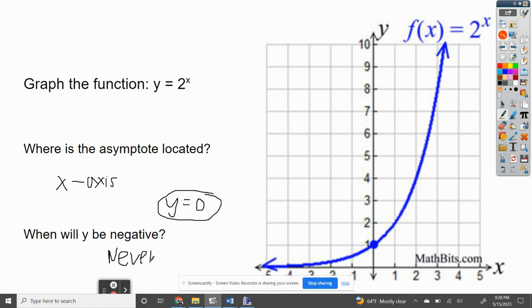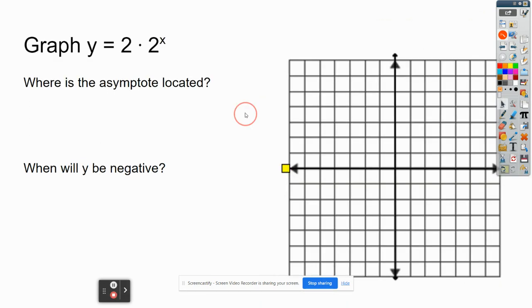All right, you can try any value you want for x. You will never be able to get this function to be a negative number. 2 to the power of anything will always be a positive number. Even if you choose negative numbers, such as negative 1, you're going to get a half. If you choose negative 2, you're going to get a fourth. If you choose negative 3, you're going to get 1/8. But they're positive numbers. All right, so there's kind of the overall gist of what an exponential function looks like.